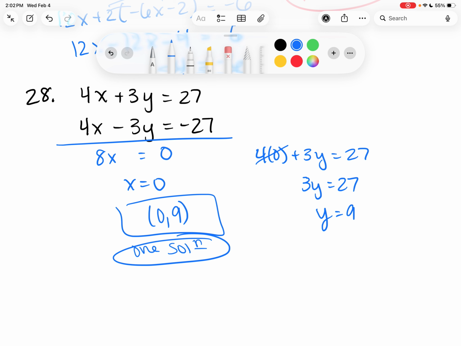So, questions? All right, 5 through 7. Those are matching questions. That's just telling how many solutions it has based on looking at a graph. Should be nice and easy. And then 9 through 29 odd.